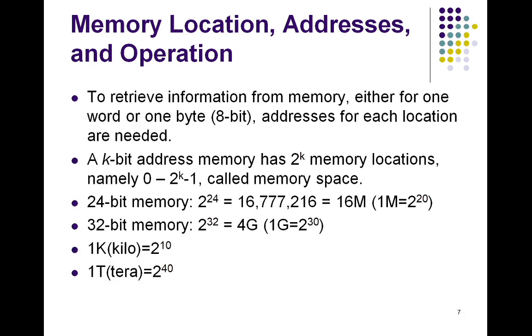Suppose we consider a k-bit address. The memory has 2 raised to k memory locations, and these memory locations will range from 0 to 2 raised to k minus 1. So the entire collection of these memory locations is named as memory space.